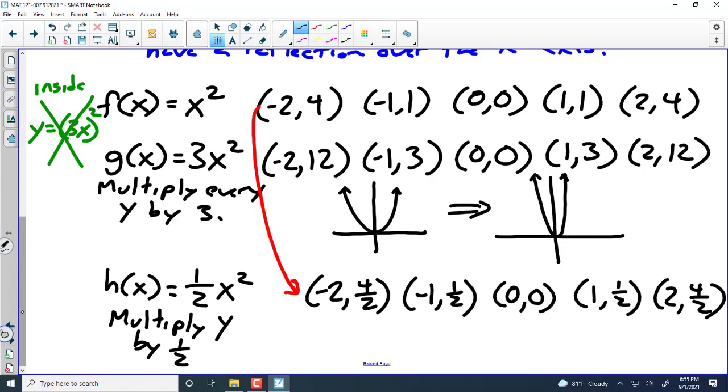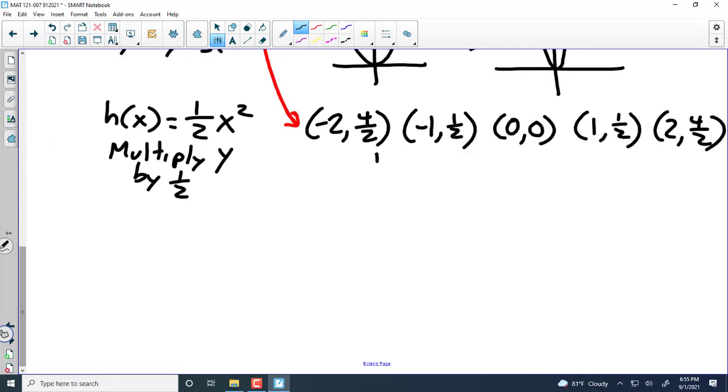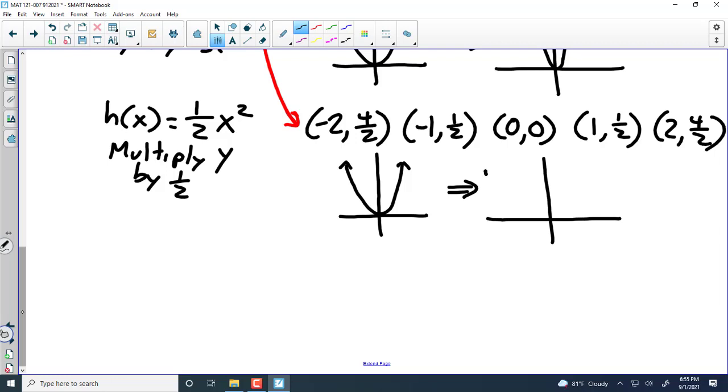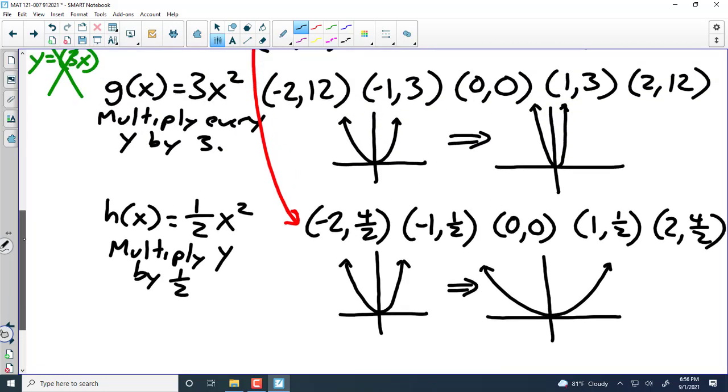That shrinks the graph. It takes what maybe a graph, the original graph looked like this. And you might think that a shrink looks kind of like a different kind of stretch, but we call it a shrink.